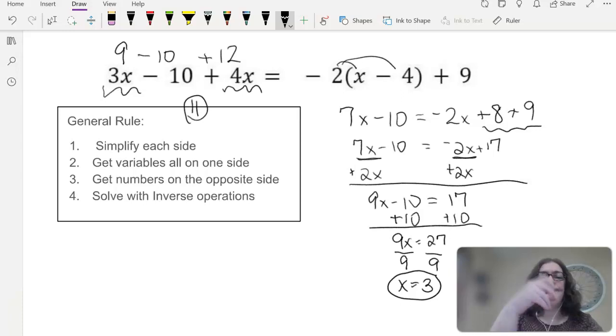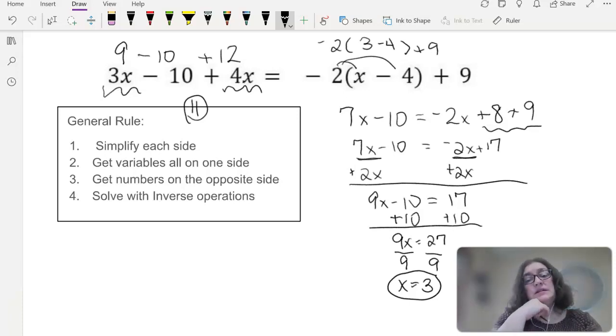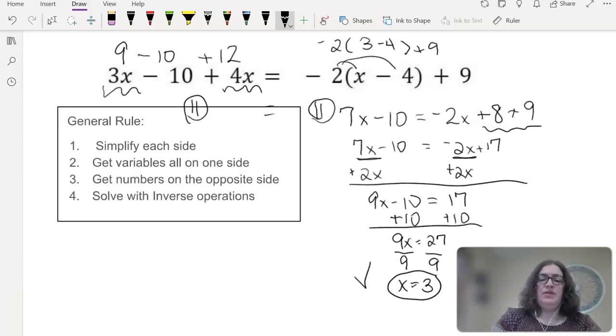is an 11. Over on the right side, I would do the same thing, so I'd have negative 2 times 3 minus 4, and then plus 9. And so 3 minus 4 is negative 1, and negative 2 times negative 1 is positive 2. Positive 2 plus 9 is also 11. So since it's true that 11 does equal 11, I can be sure that this problem is correct.